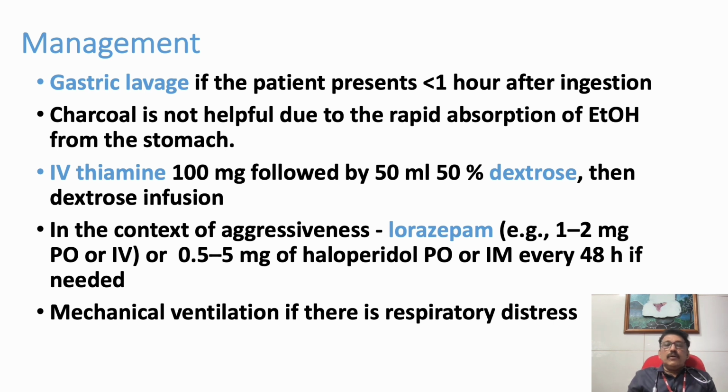Now lorazepam or haloperidol can be tried if the patient is agitated and aggressive behavior is expressed by the patient. Mechanical ventilation can be useful in a patient who has respiratory distress, because here we cannot use NIV. Most of the patients have altered behavior, low GCS and all. So NIV is not a good choice in respiratory distress. Mechanical ventilation will be a better choice. It can even protect the airway also.